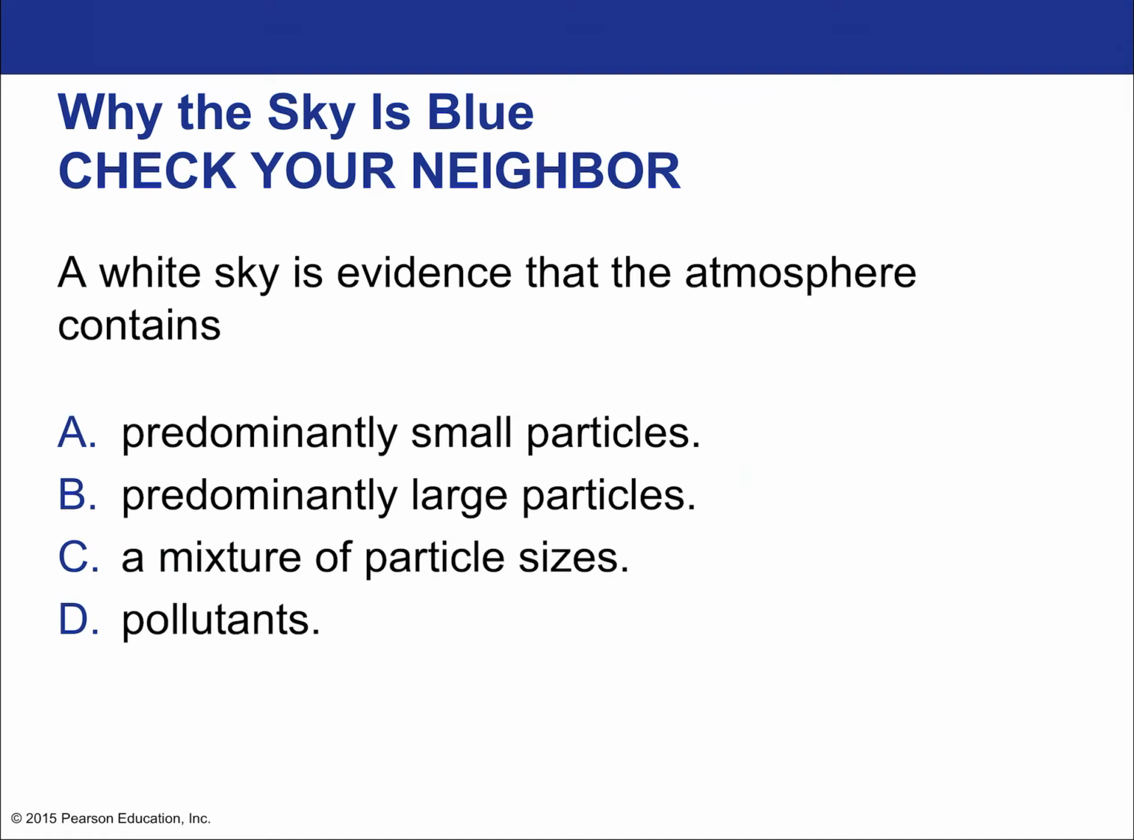If very small particles only scatter the shortest wavelength of light, and that makes it blue, then if you had really large particles, if you only had large particles in the atmosphere, then you would have a red sky. We'll talk about that in just a second.